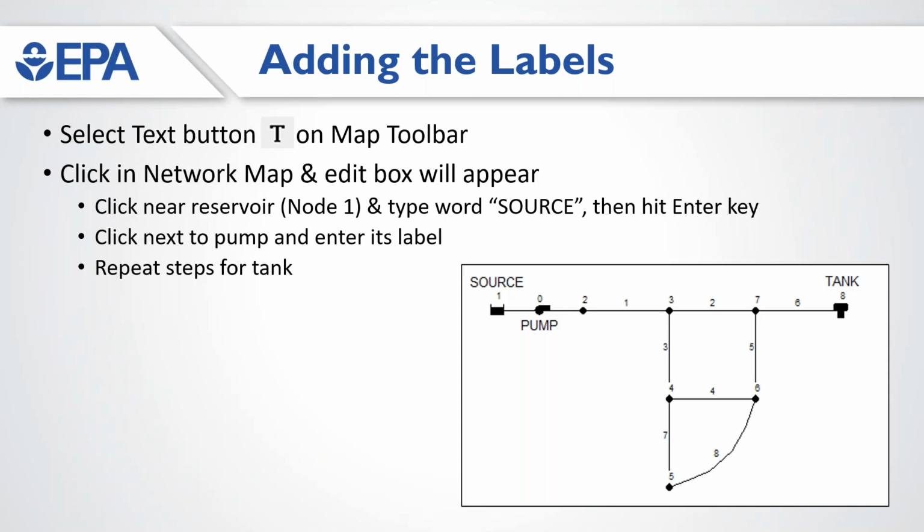Okay, next we will label the reservoir, pump, and tank. Using the Add Text button on the map toolbar, we'll label the reservoir, node 1, as source, the pump as pump, and the tank as tank. You can see the added labels in the figure here. And now I'll show a short video of how to do this and try to follow along yourself in EPANET.